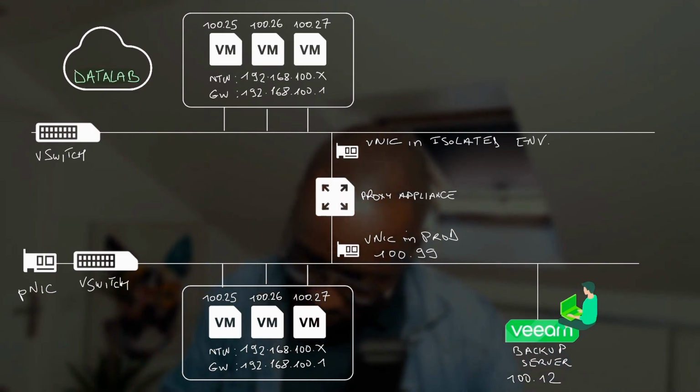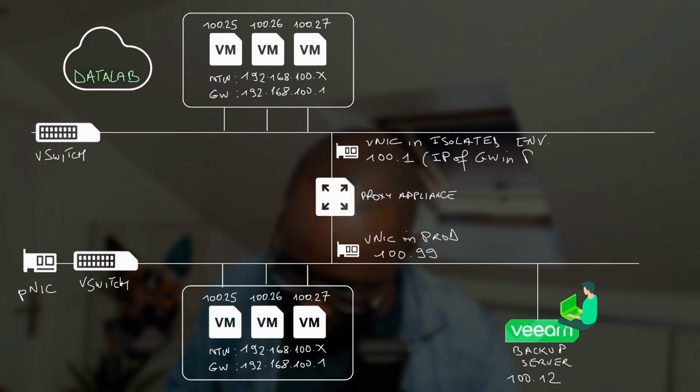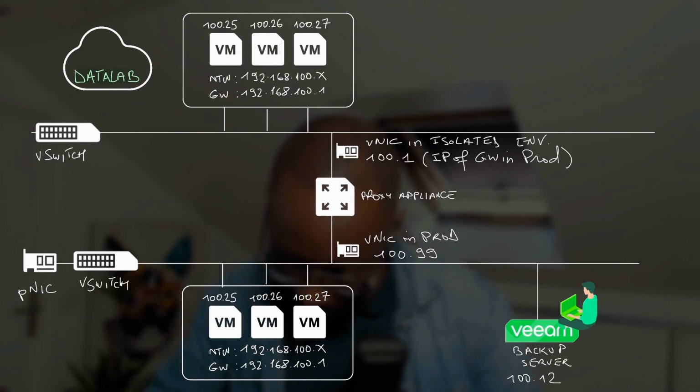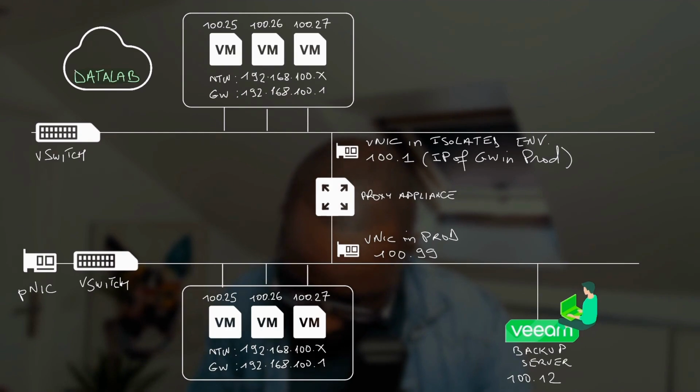So this interface in the isolated network will always be the IP address of the gateway 101. And we will put it here: IP of gateway in production network. There you go. I hope all of this is clear and readable. Okay, so this is important.